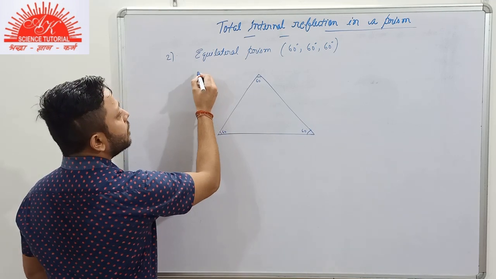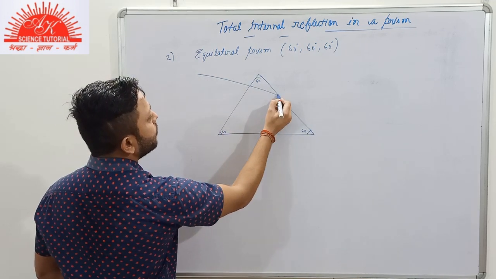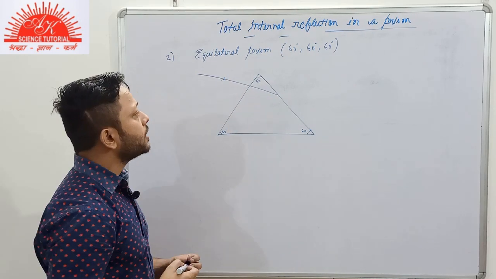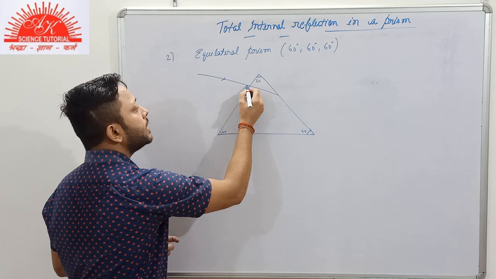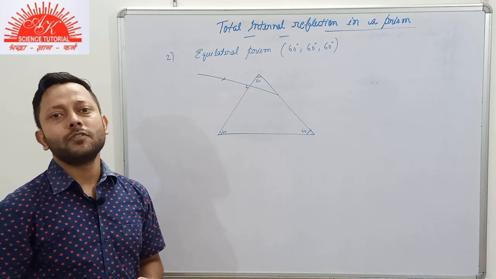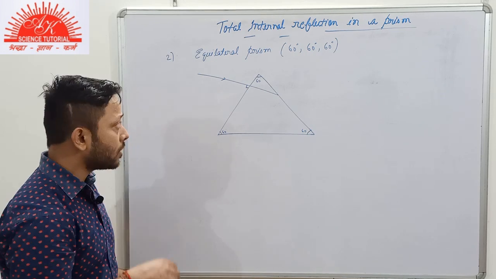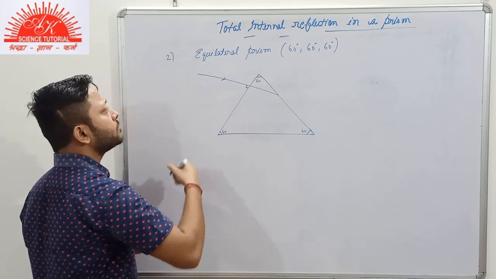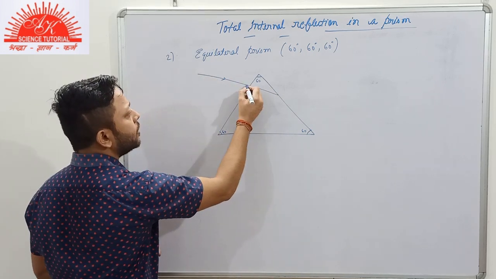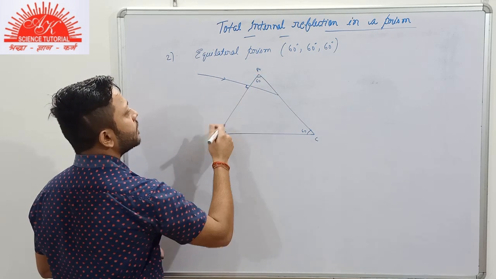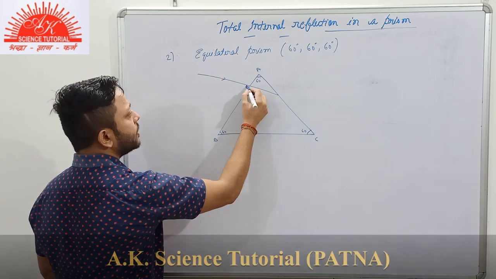Now, as I told you earlier, for our convenience, we consider that the incident ray is normal to the surface. Obviously, the light ray can be incident at any angle, but for our convenience only, we assume that this incident ray is normal to this surface. Suppose this surface is AB. So to the surface AB, the incident ray is normal.